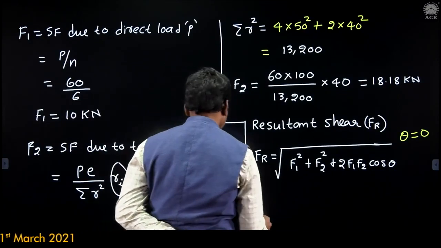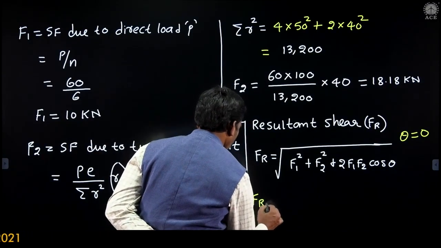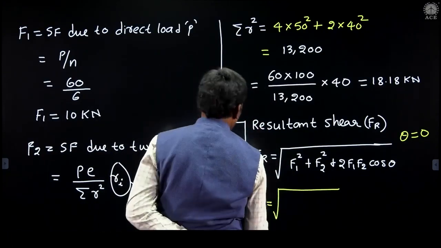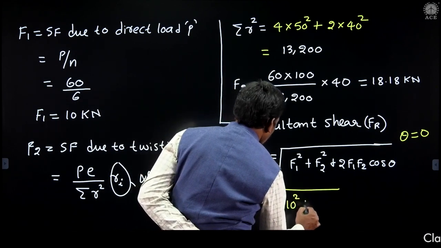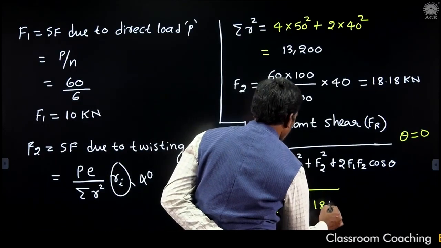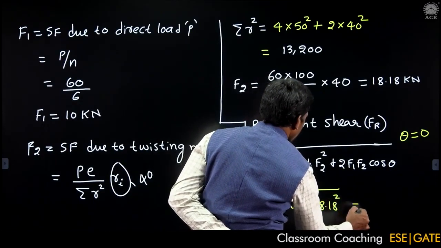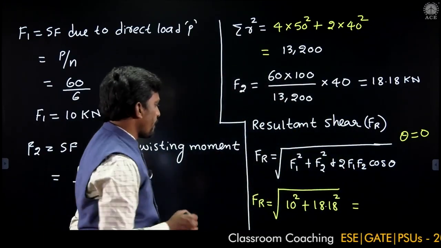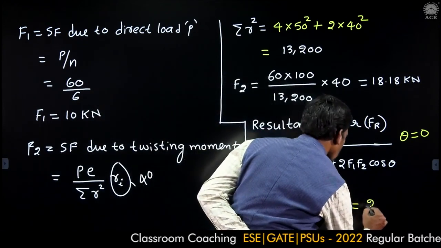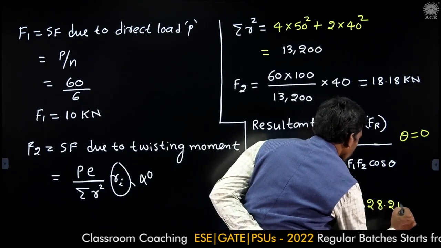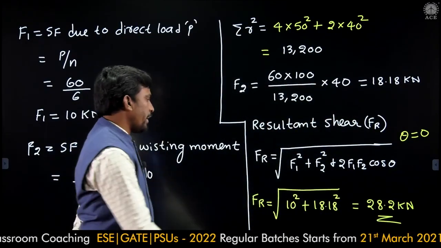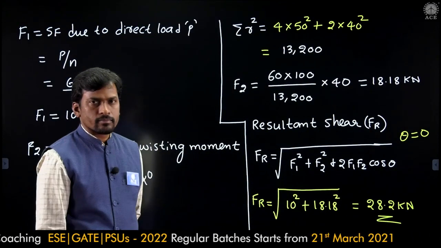Okay, then here Fr equals to under root of, what is F1, please? F1 is 10, right? Then 10 square. Then what is F2, please? 18.18 square. Then this value is 1, right? Okay, then solve this. Then this value you get 28.2 kilonewton. Now this is the resultant force at bolt R, please. Okay, please note down.